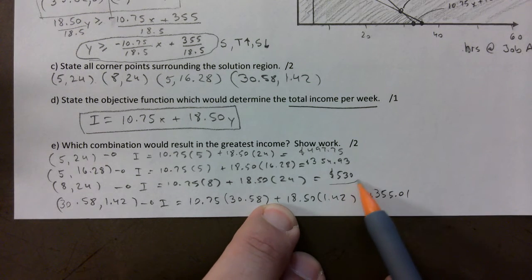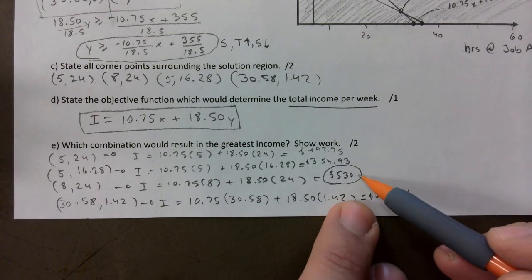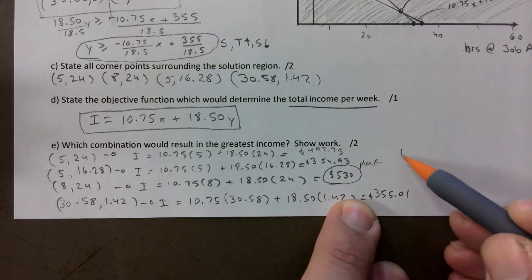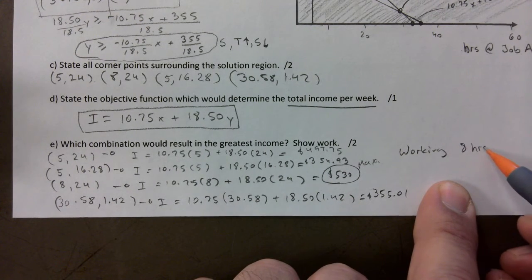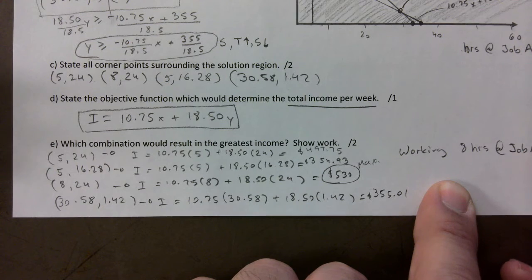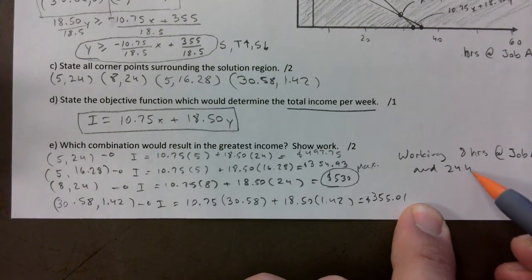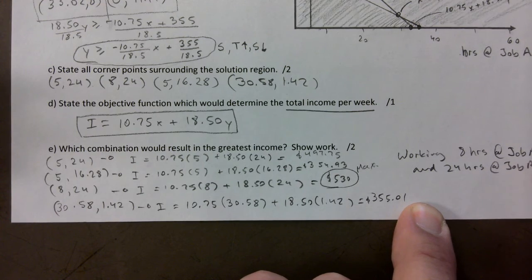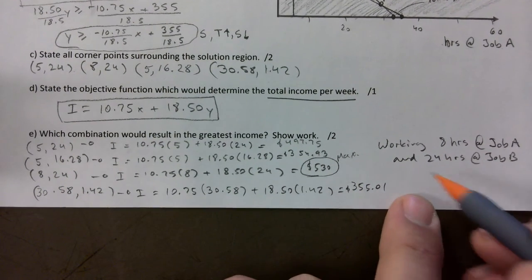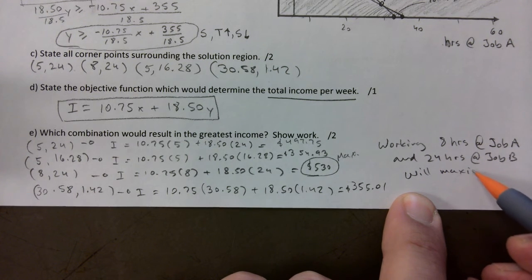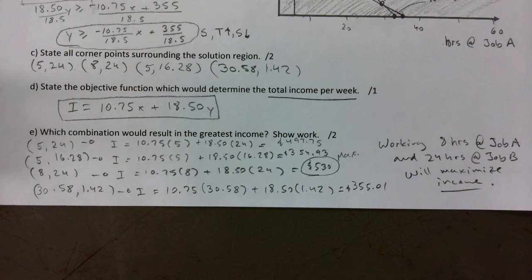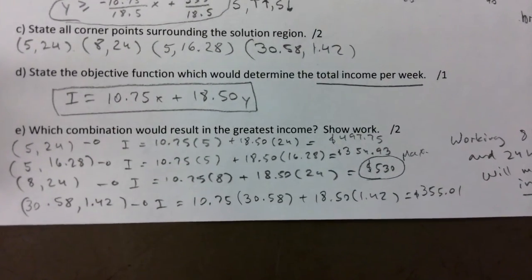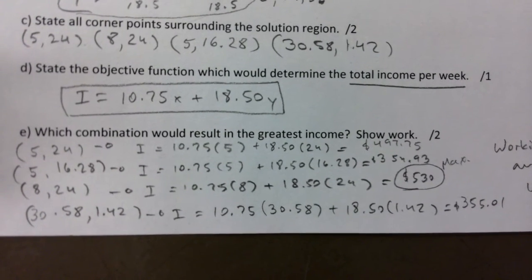So this is the combo that gives you the maximum income. So working 8 hours at job A and 24 hours at job B, sorry, will maximize income. The 530, so I'm going to zoom in, okay? So you might not see my concluding statement, but that way you can at least see what I did there.